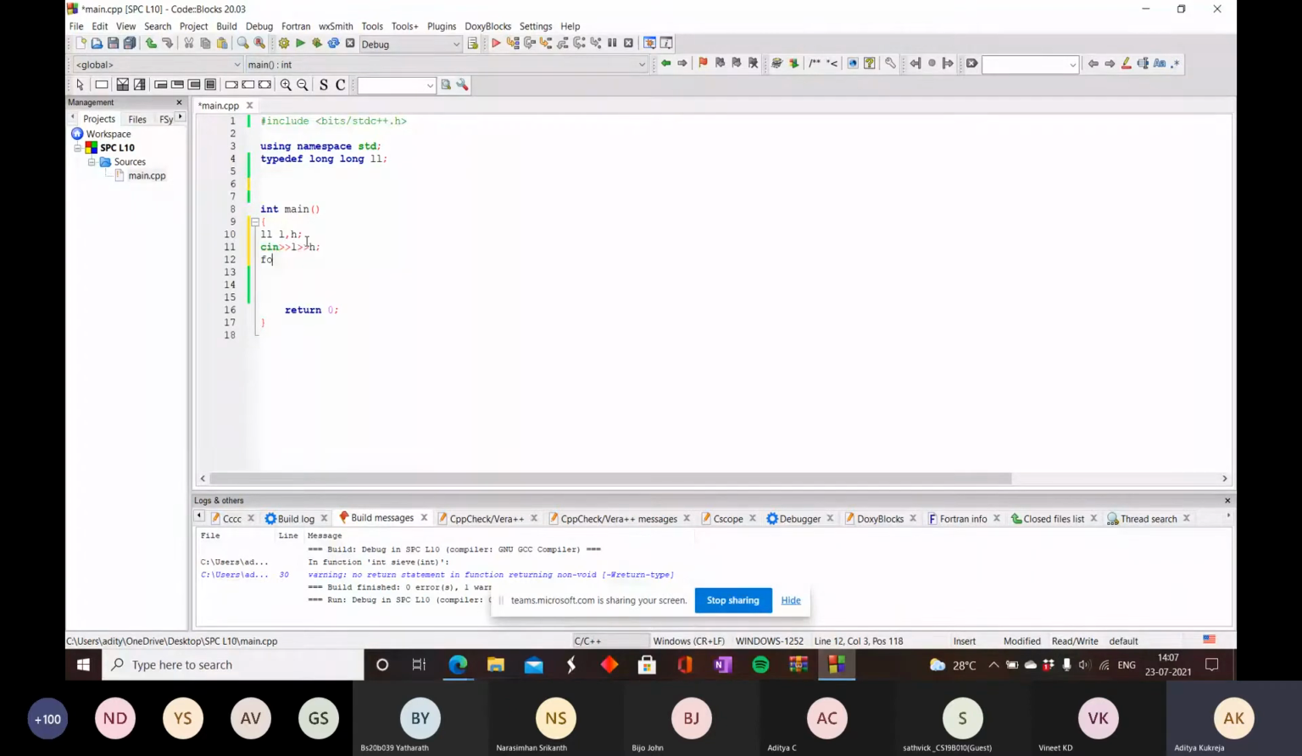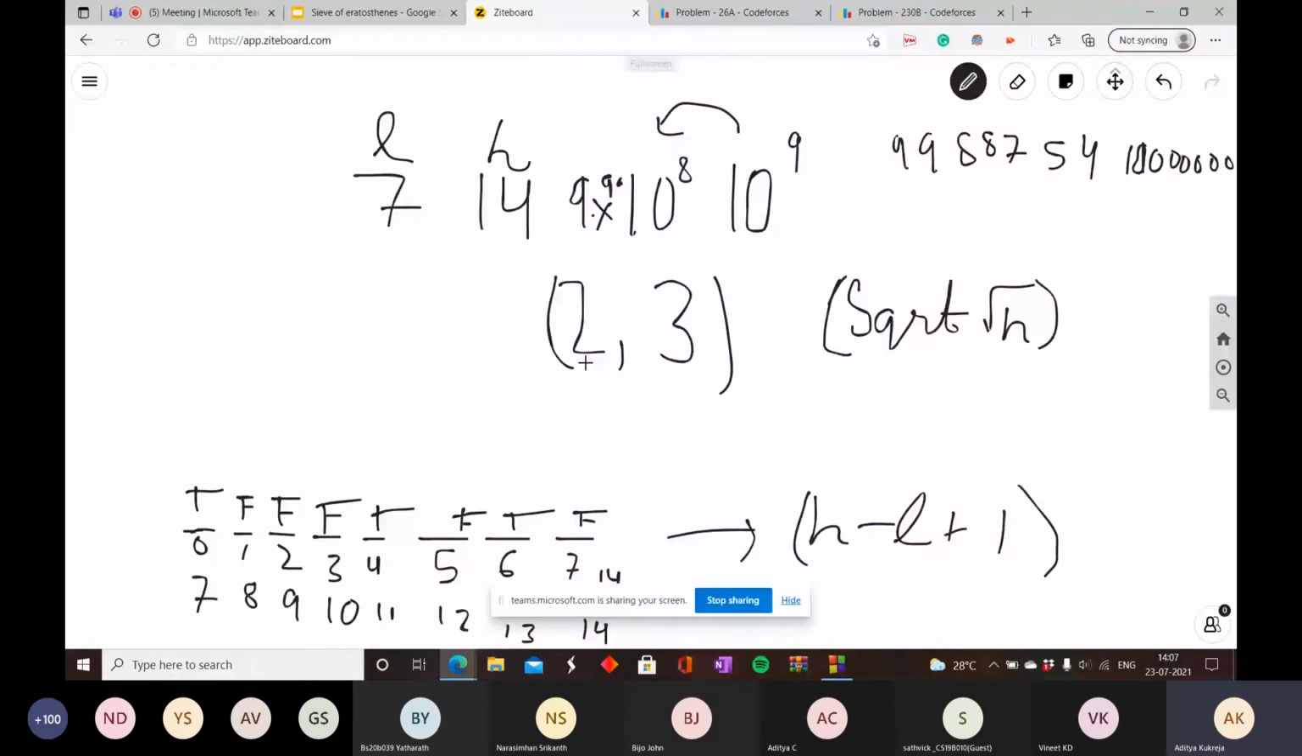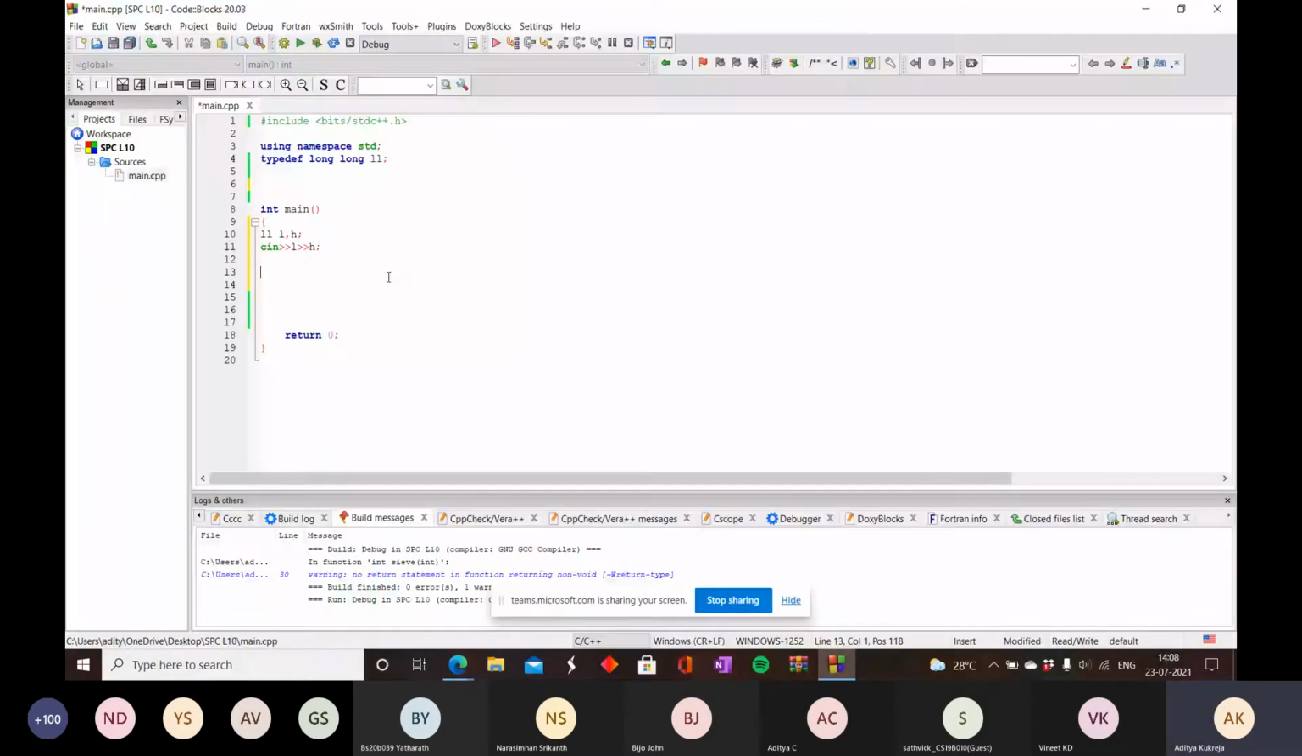The first thing is you have to generate an array which represents all the prime numbers which are less than or equal to square root of H. For this we'll use a sieve to implement it. So we'd use a traditional sieve. First we'll write an array int prime, and the size of this would be square root of H, and we'd only measure till the floor of it.